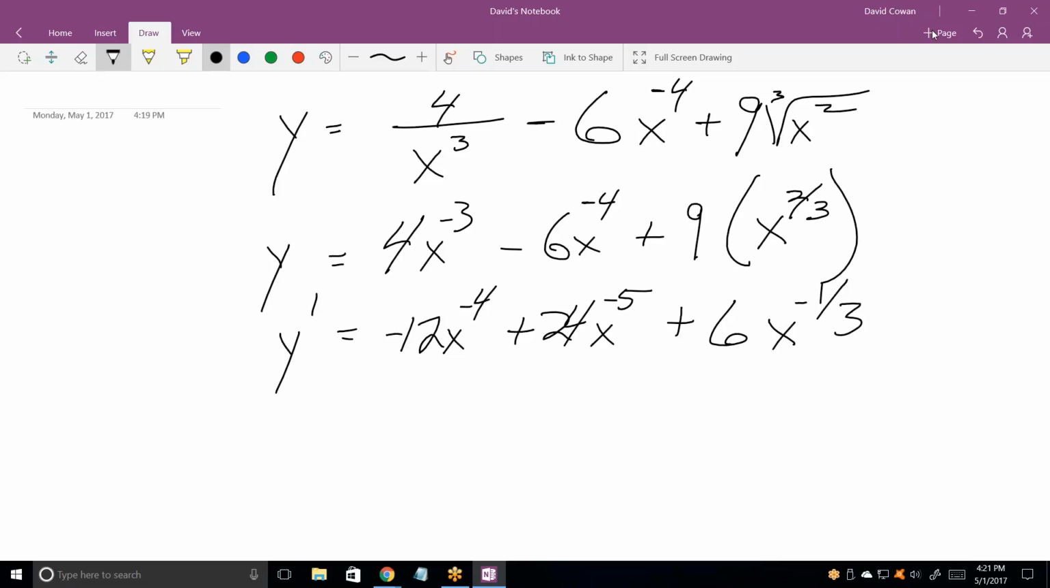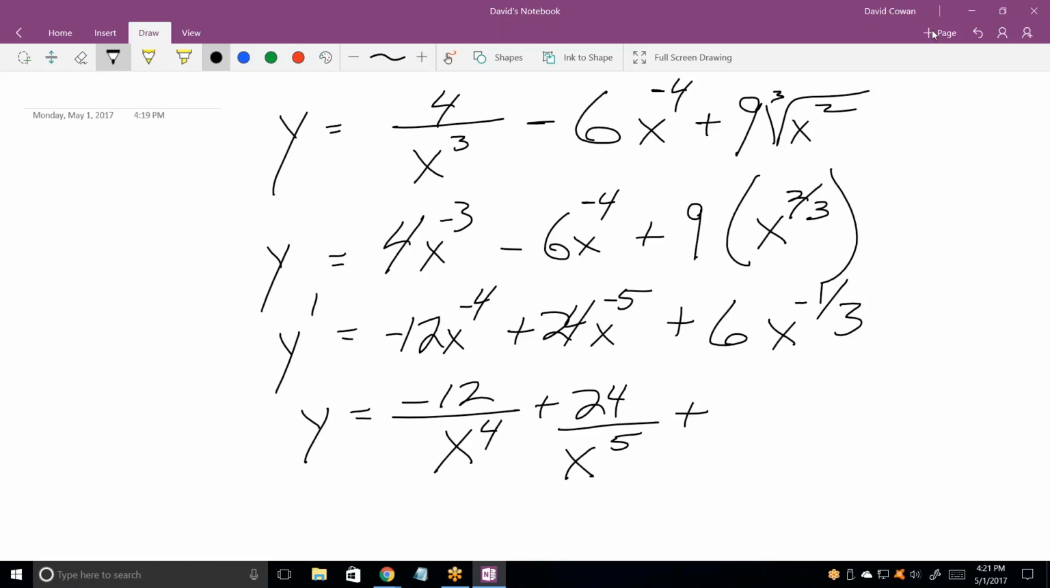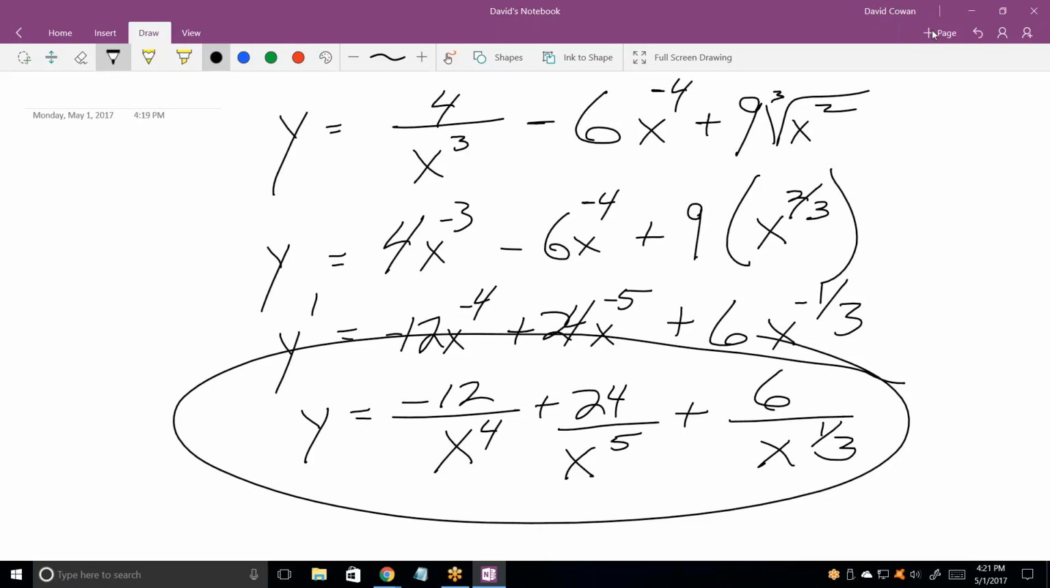There you go. Now, if your teacher does not want negative exponents ever, then you'd want to write it like this. In other words, I can write that answer with all positive exponents. That makes sense. Y prime, excuse me. So both, okay. Awesome.